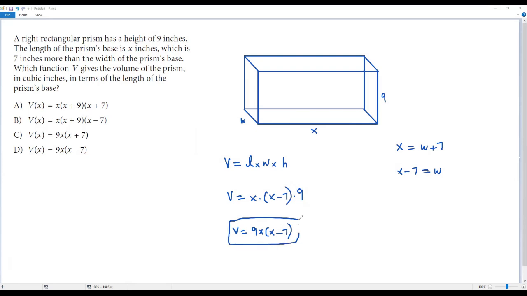So here I got the volume of the prism in terms of the length of the prism's base, that is x. I find this in answer choice D. The correct answer choice for this question is D.